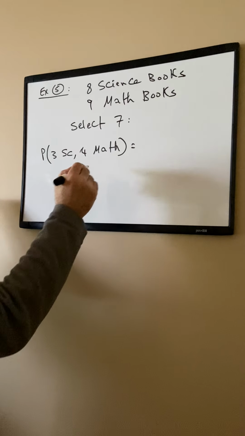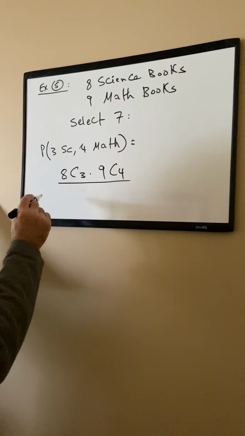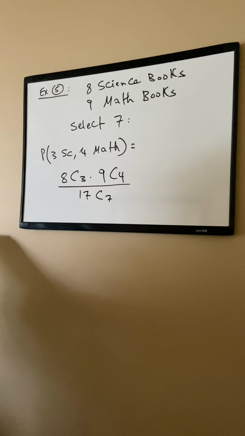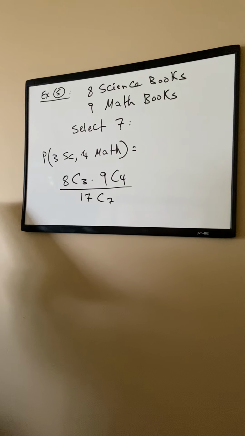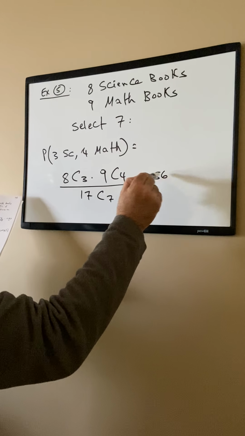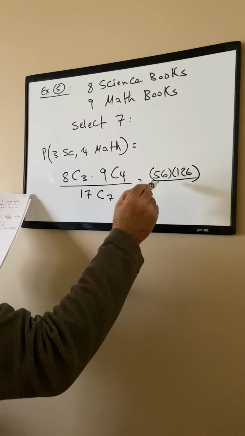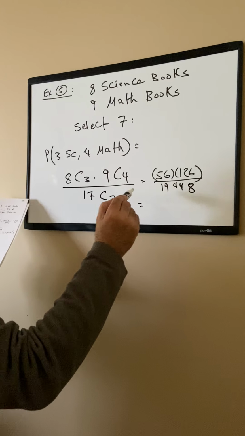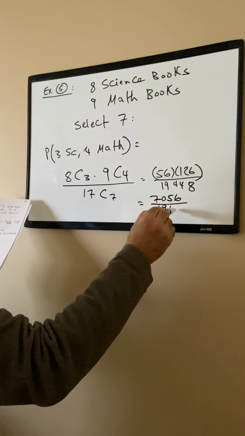multiplied by 9 math books from which we're selecting 4 at a time, divided by, we have a total of 17 books altogether, again, from which we're selecting 7 at a time. So we're going to end up with 8 combination 3 multiplied by 9 combination 4, divided by 17 combination 7. So that's going to give us the outcome of 56 times 126, divided by the denominator of 19,448. So we're going to end up with the outcome of 7056 divided by 19,448.